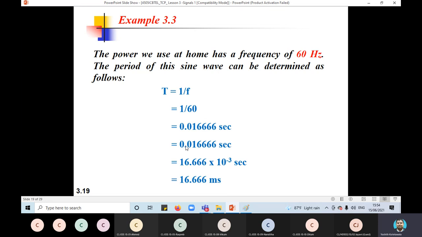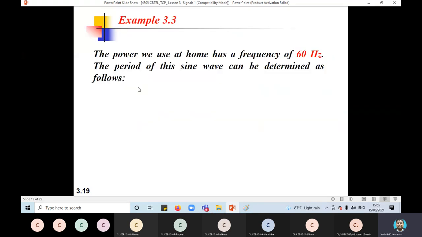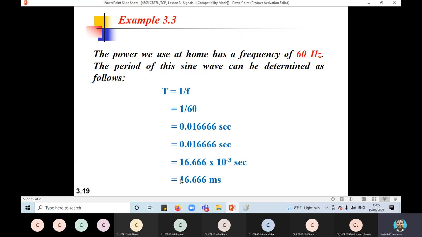Right. So what I have done is I have taken this value in seconds and tried to interpret a prefix into it. I have taken it into a nice value like 16 by moving the decimal point to the right, but it has been regulated by putting a mathematical value here, 10 to the power negative 3. So now we can write 16.666 times 10 to the power negative 3 seconds. And this 10 to the power negative 3 has a prefix meaning called milli, milliseconds. So instead of writing 10 to the power negative 3, I can write it as milliseconds. So 16.666 milliseconds. This is the period of one wave component if the frequency is 60 hertz.